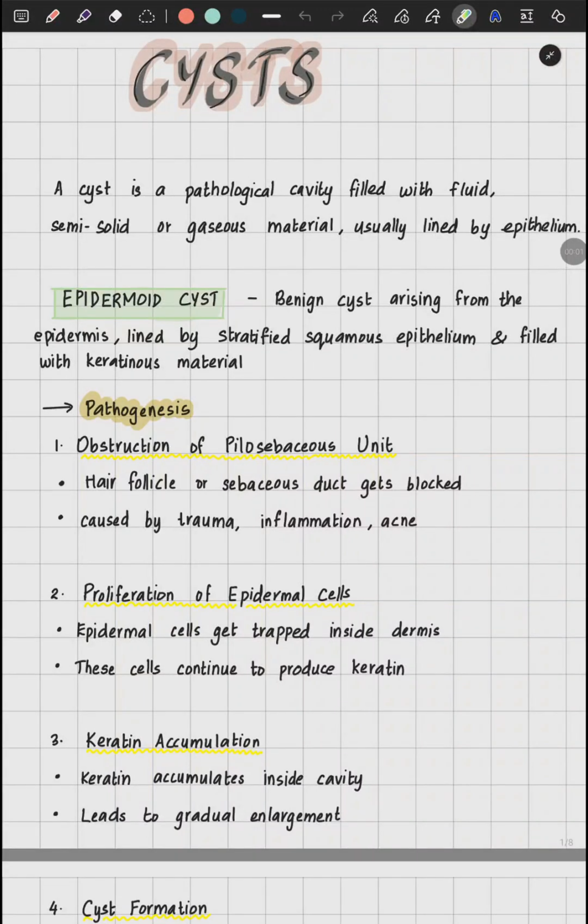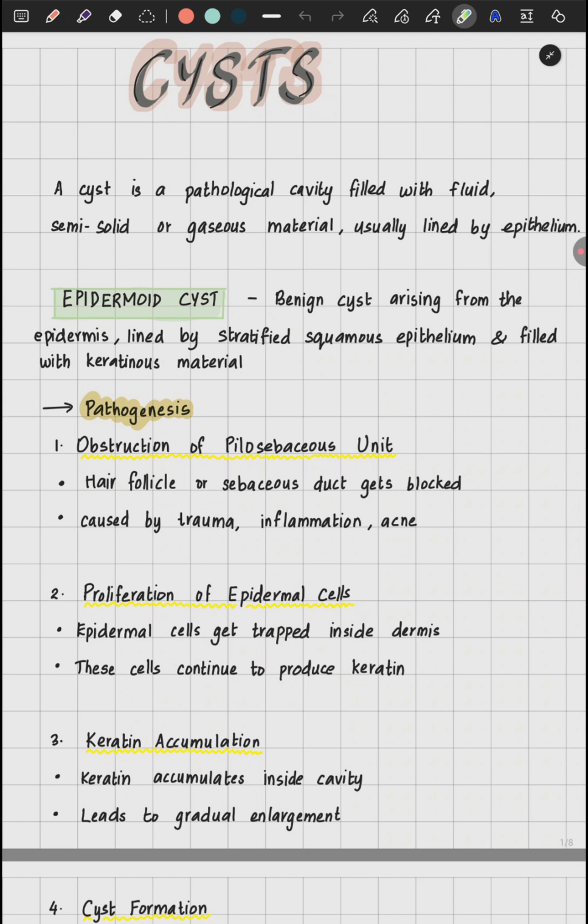Good day, everyone. Today we are going to discuss cysts, specifically epidermoid cyst and dermoid cyst, which are very important topics in surgery and clinical practice. Let's start with the basic definition. A cyst is a pathological cavity that contains fluid, semi solid, or gaseous material and is usually lined by epithelium. This epithelial lining is a key feature because it helps differentiate a cyst from an abscess, which does not have a true epithelial lining. Now, let's move to the epidermoid cyst.